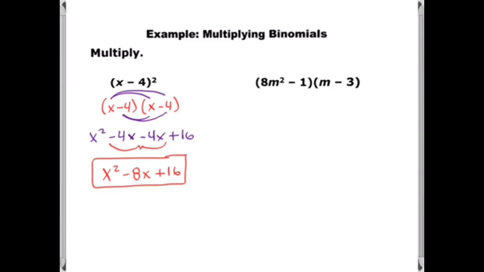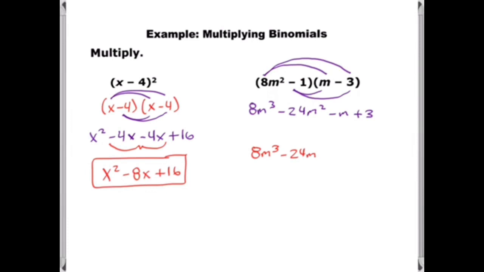The last one, same idea. We'll use FOIL. 8m squared times m gives us 8m cubed. 8m squared times negative 3 gives us negative 24m squared. Negative 1 times m is negative m. And negative 3 times negative 1 is a positive 3. This time we don't have like terms in the middle, so there's nothing we can do. So your final answer is just 8m cubed minus 24m squared minus m plus 3.